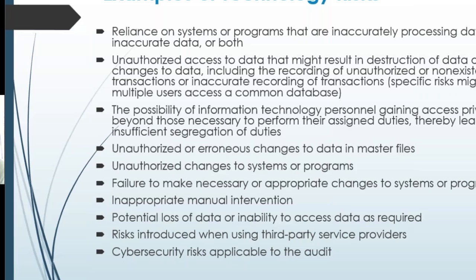We all know what can be the fate of this change. Failure to make necessary or appropriate changes to systems or programs. Inappropriate manual intervention. Potential loss of data or inability to access data as required. Now, this potential loss of data in today's world has gathered a completely different meaning. The IT auditors, or the information technology enablement, infrastructure services, development and deployment people, need to be very careful, because the companies are distinguishing between information technology, infrastructure services, and the data privacy statement. Any loss of data which is happening is going into the third bucket.